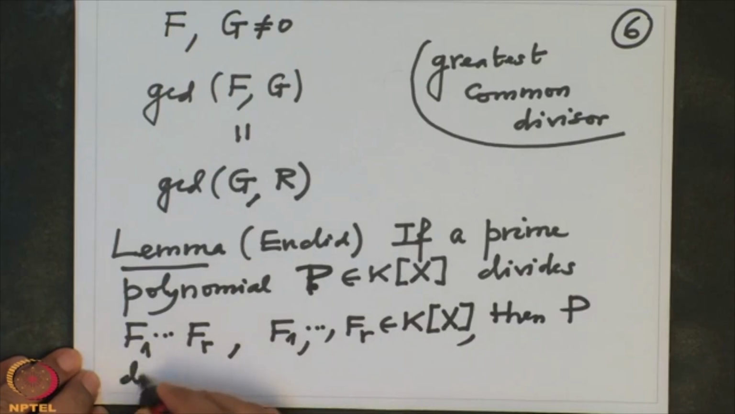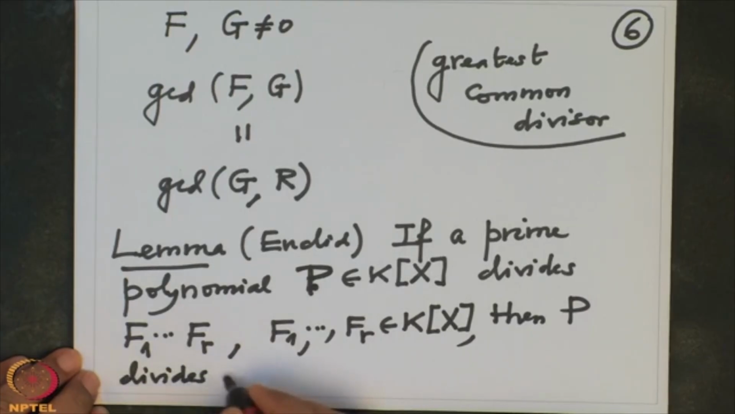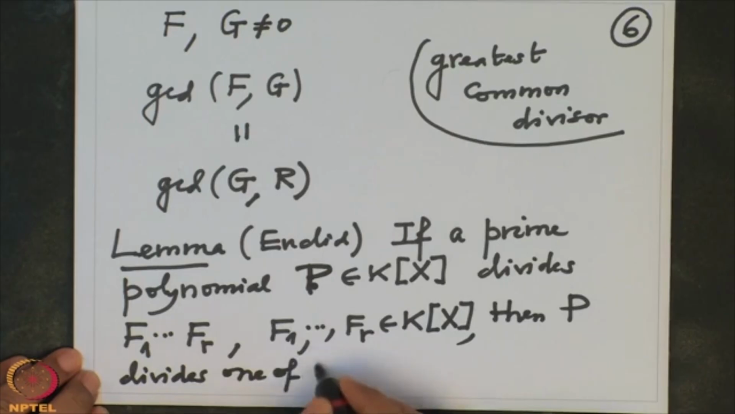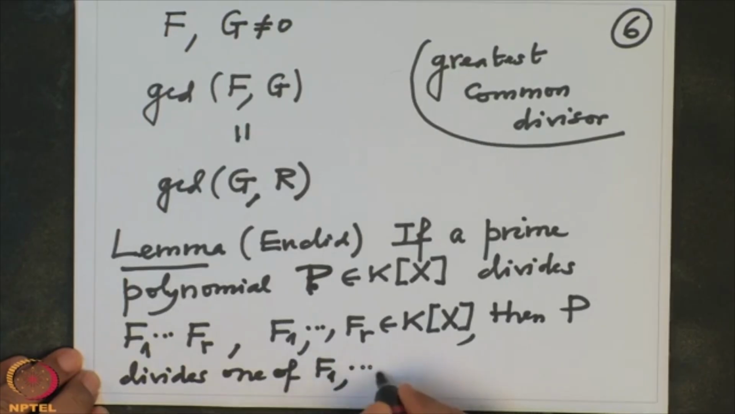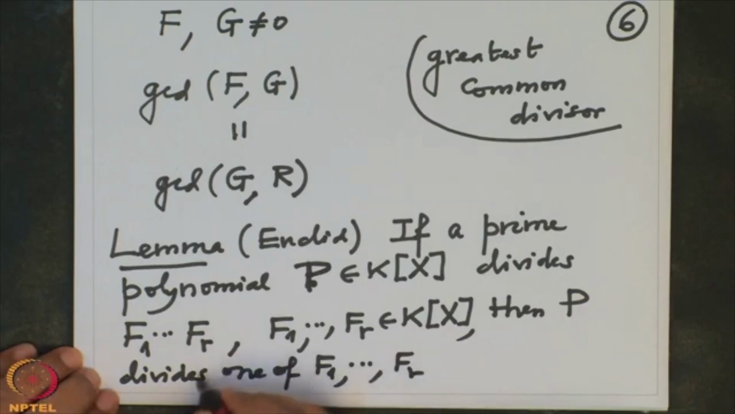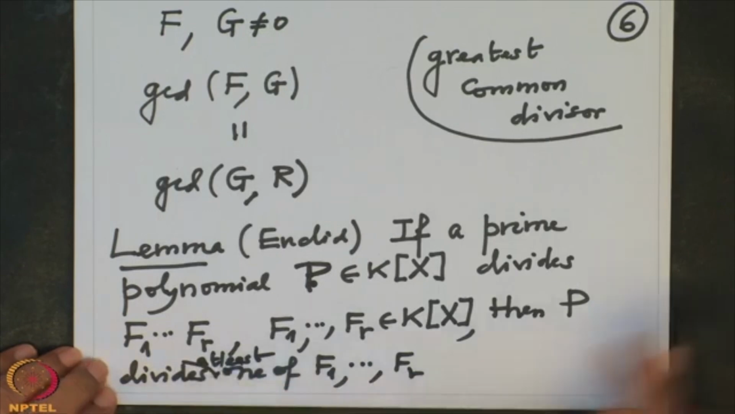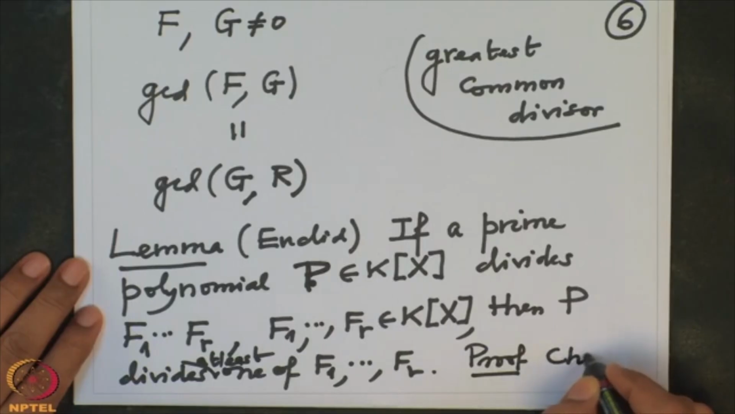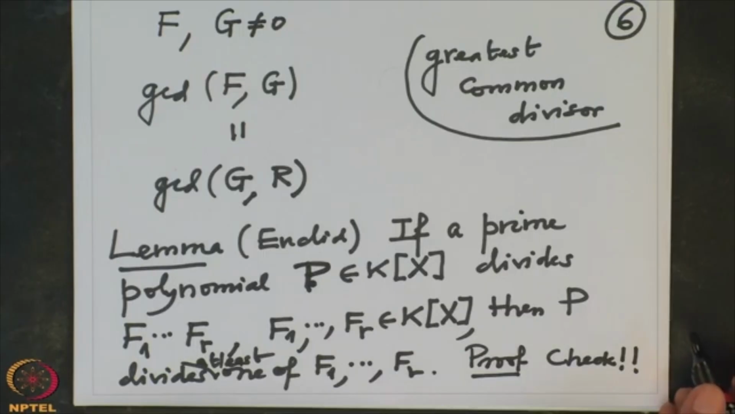P divides at least one of F1 to Fr. This also is very easy to prove, so I will not prove this. Proof, check. If you get stuck, you should recall your proof for integers. That is like going back to school. Alright.